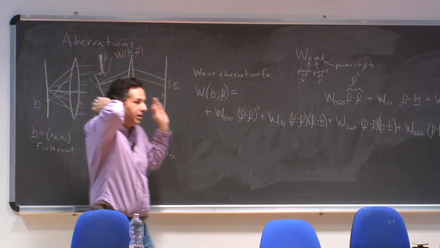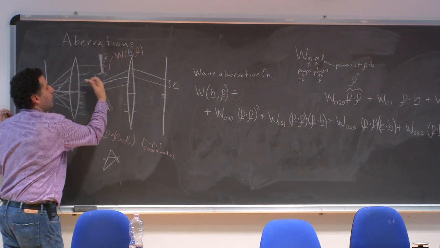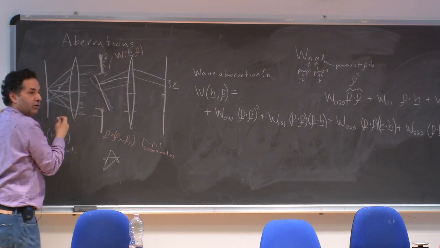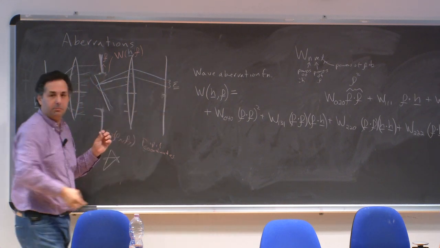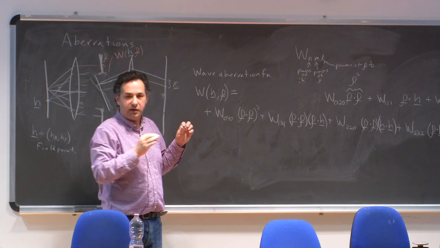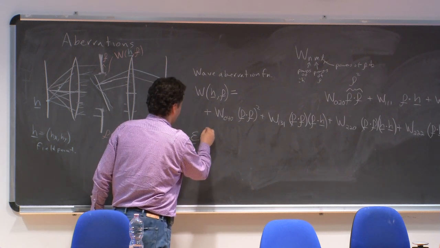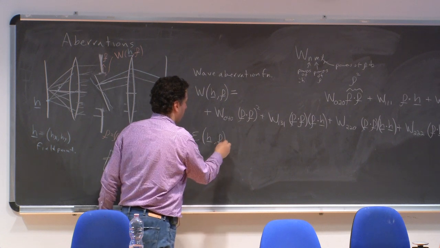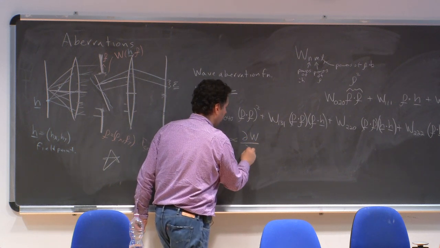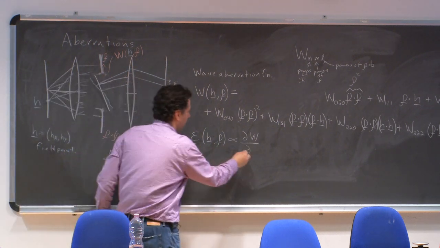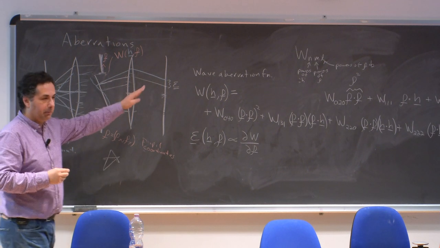And that goes back to your question. The derivative. If I take the derivative, how much this is changing as I go up, that tells me the difference in angle between this and this. So that's going to give me the deviation of direction here that turns into a deviation in position here. So I'm not going to be very careful with the factors. They're all in the notes. I just want to transmit the idea. The errors here as a function of h and rho are proportional to the derivative of w with respect to the pupil coordinates. And it's a vector derivative, so I'm going to write it like this. So the transverse errors depend on this.